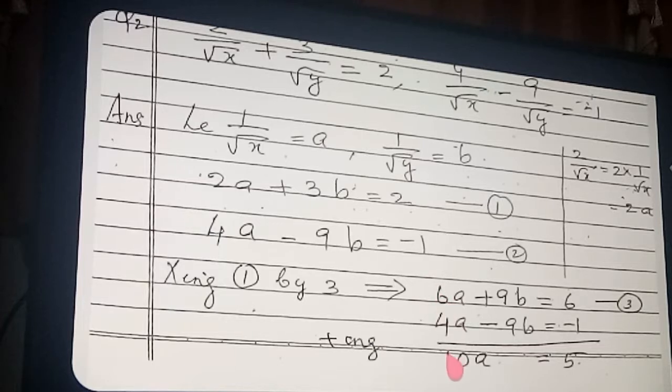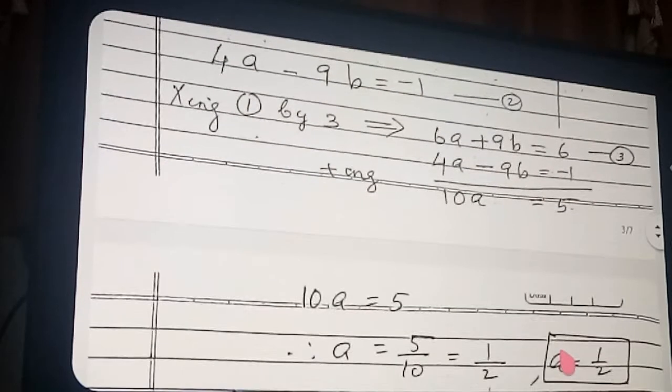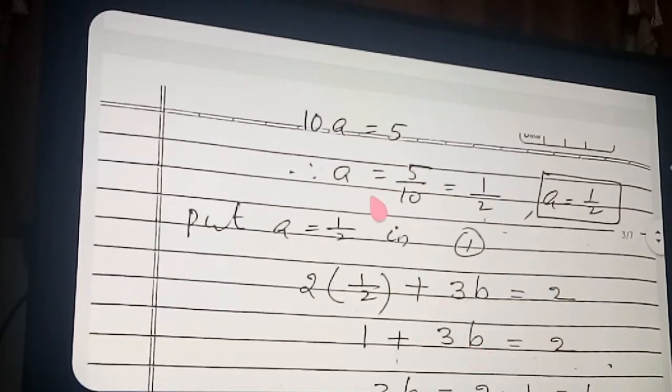So 6a plus 4a, how much? 10a. 6 plus minus 1, how much is coming? Plus 5. Okay. So what is the value of a? 10a you got as 5, therefore a is equal to 5 by 10, that is equal to 1 by 2. Therefore the value of a you got as 1 by 2.